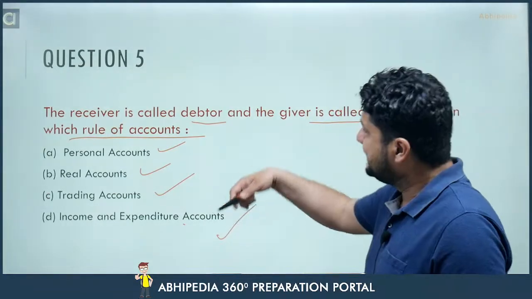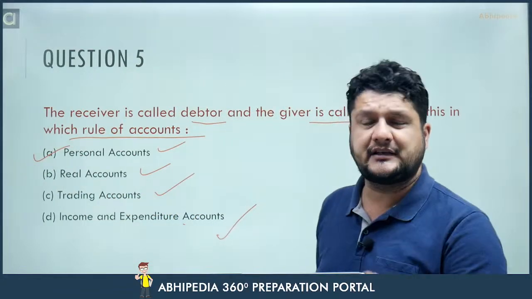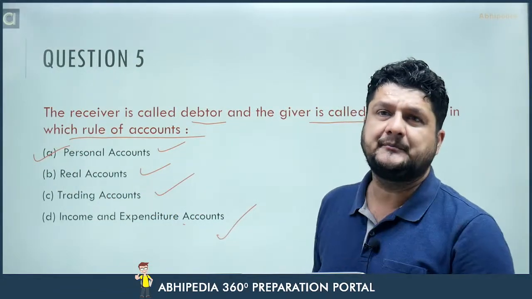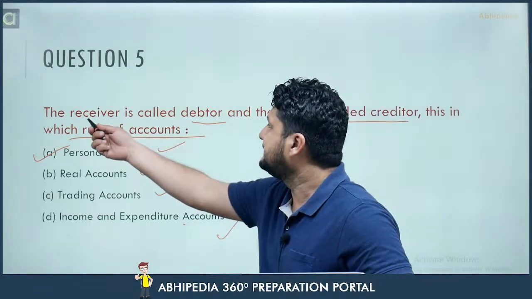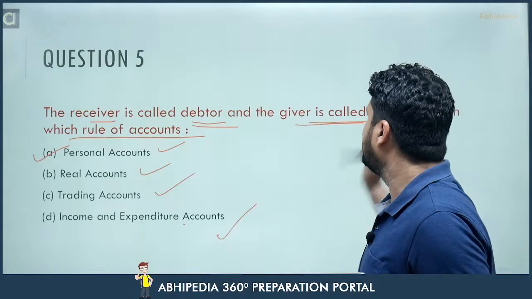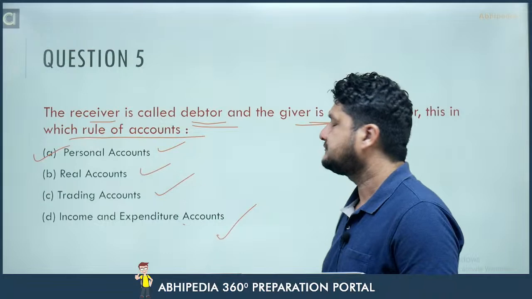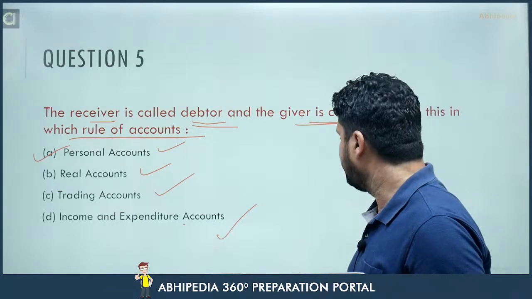Yes, this is the rule of personal account. The exact rule is debit the receiver and credit the giver. So the receiver can be called the debtor and the giver can be called the creditor. So according to that rule, the answer is A. I hope it is clear to everyone.